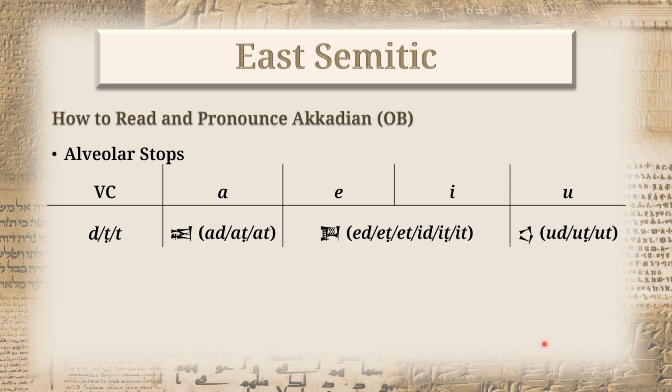Closed syllables. As I said, no differentiation between voiced, emphatic, and voiceless. Hence, one sign for ad, at, and aṭ. And one sign for ed, et, id, it. And one sign for ud, ut, uṭ.